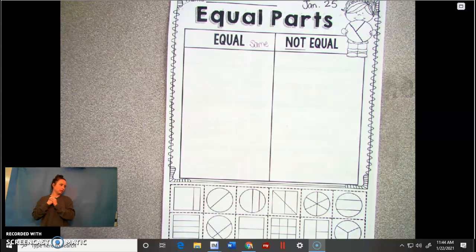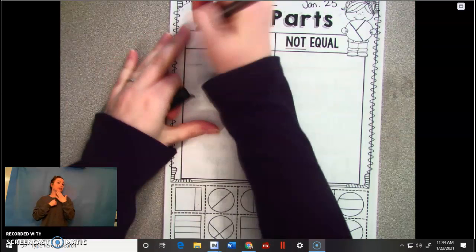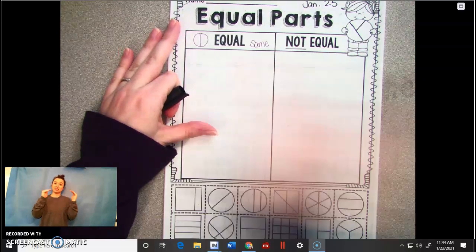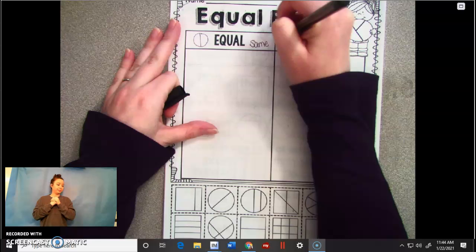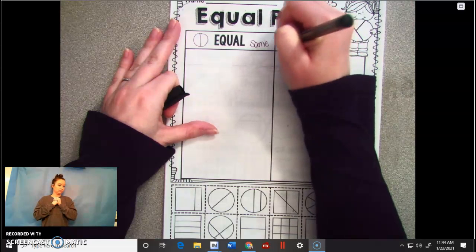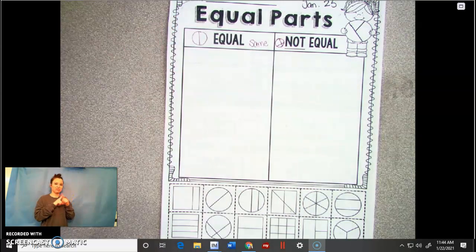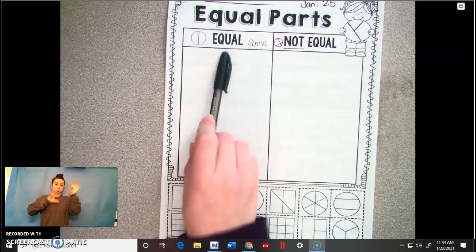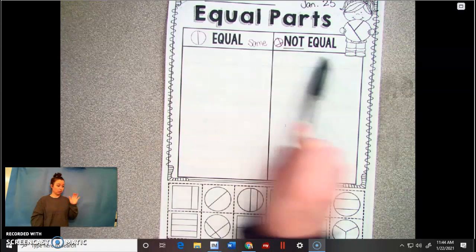Can you give an example up there by the words, please? Yes. So if we have a circle with 2 pieces like this, those are both the same. And if they're not equal, like this, where you have 1 big piece and 2 little pieces, those would not be equal. So when you're looking, decide, are they the same or are they different?